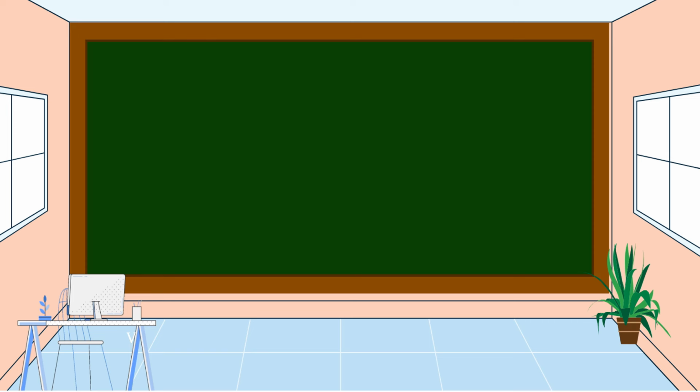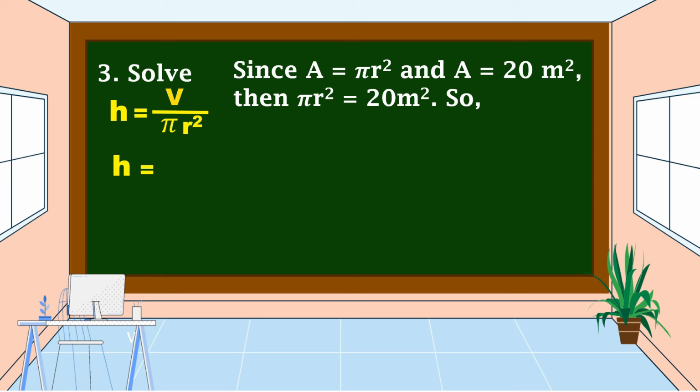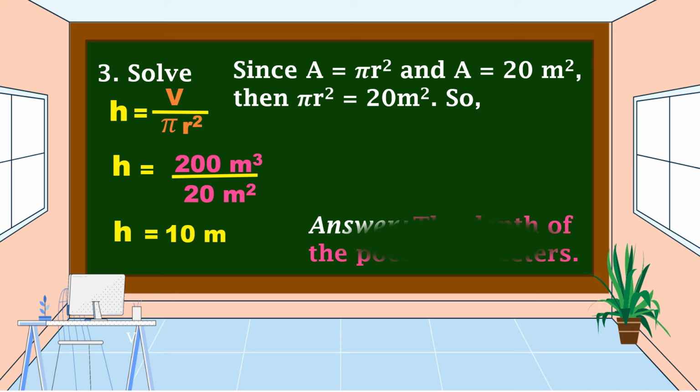The next step is we're going to carry out the plan. Let's solve the problem. We're going to use this formula. Height is equal to volume divided by the area of the base, which is pi times radius squared. Since area is equal to pi times radius squared, and in our problem, the area is equal to 20 square meters, then pi times radius squared is equal to 20 square meters. So, height is equal to the volume, which in our problem is 200 cubic meters, divided by the area of the base, which is 20 square meters. 200 cubic meters divided by 20 square meters is equal to 10 meters. Therefore, the depth of the pool is 10 meters.